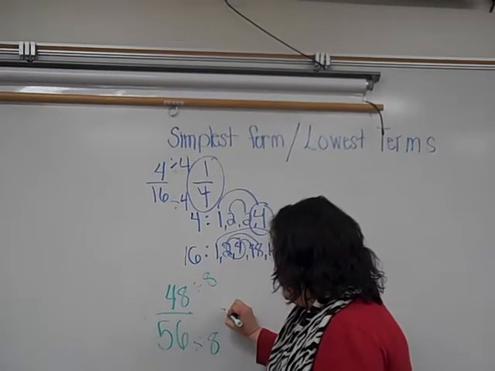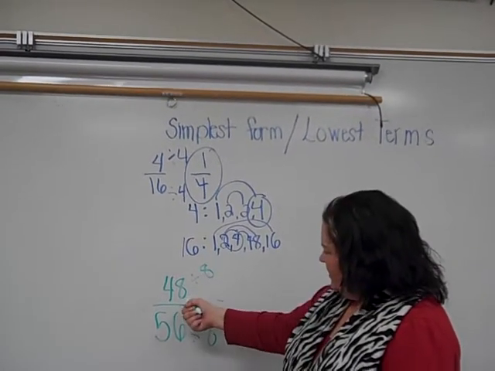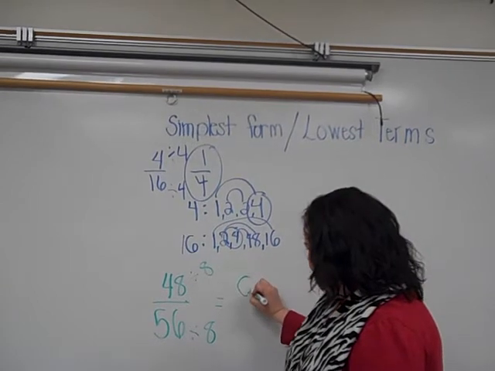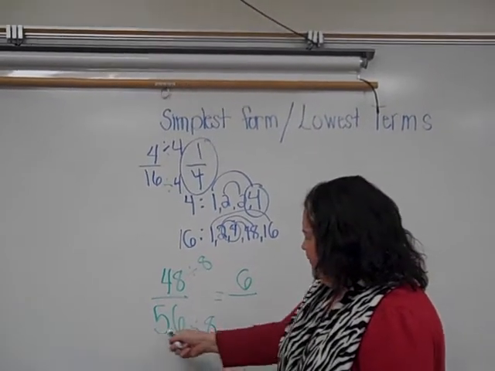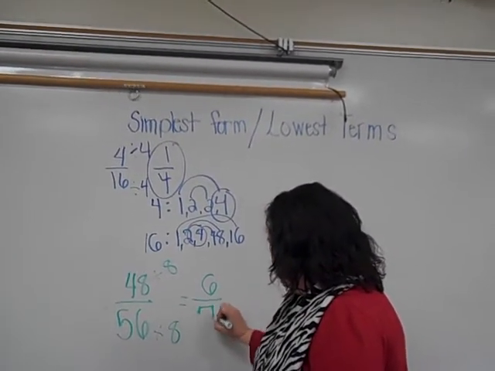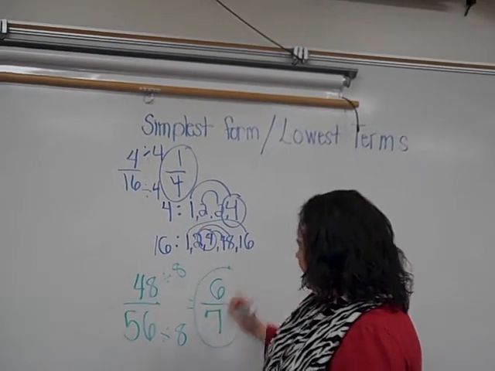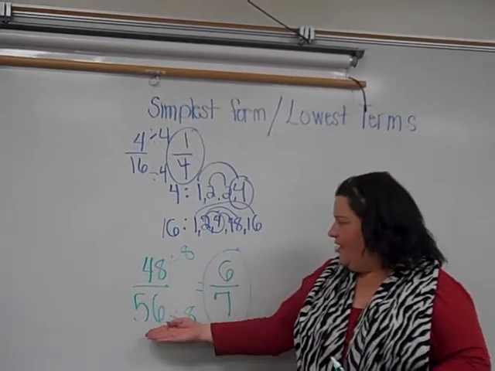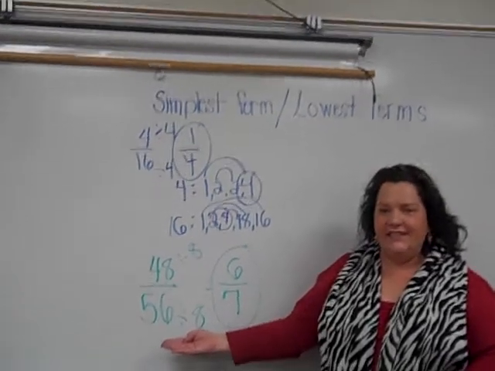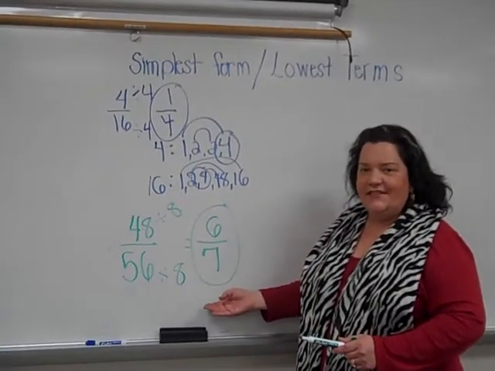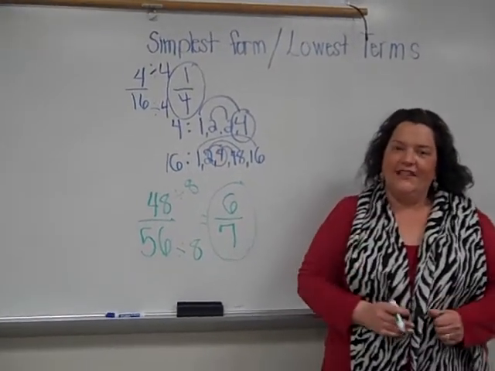by the same divisor. And 8 goes into 48 6 times. 8 goes into 56 7 times. So the simplest form of 48/56 would be 6/7. Let's try some more examples together.